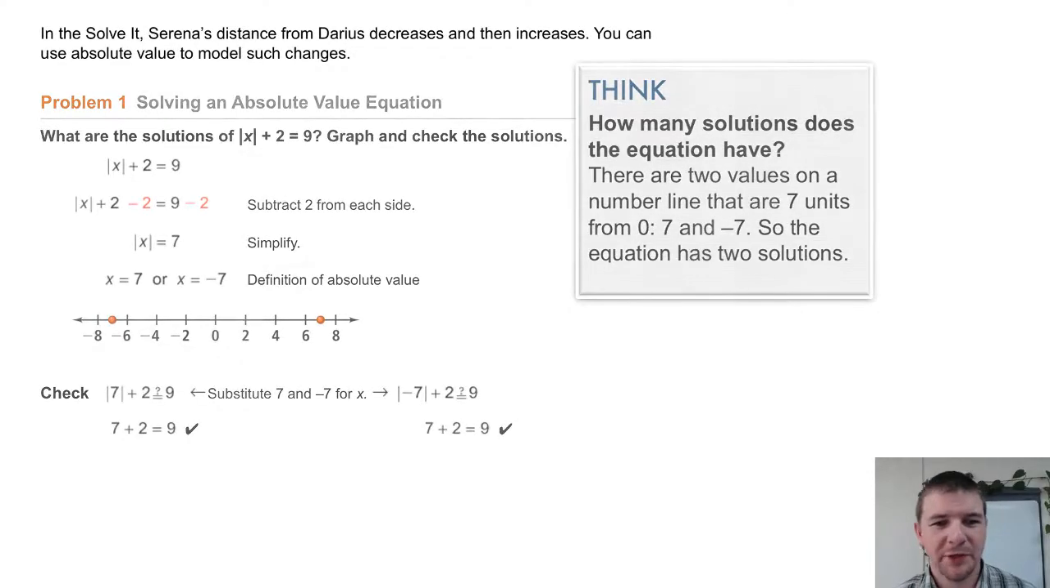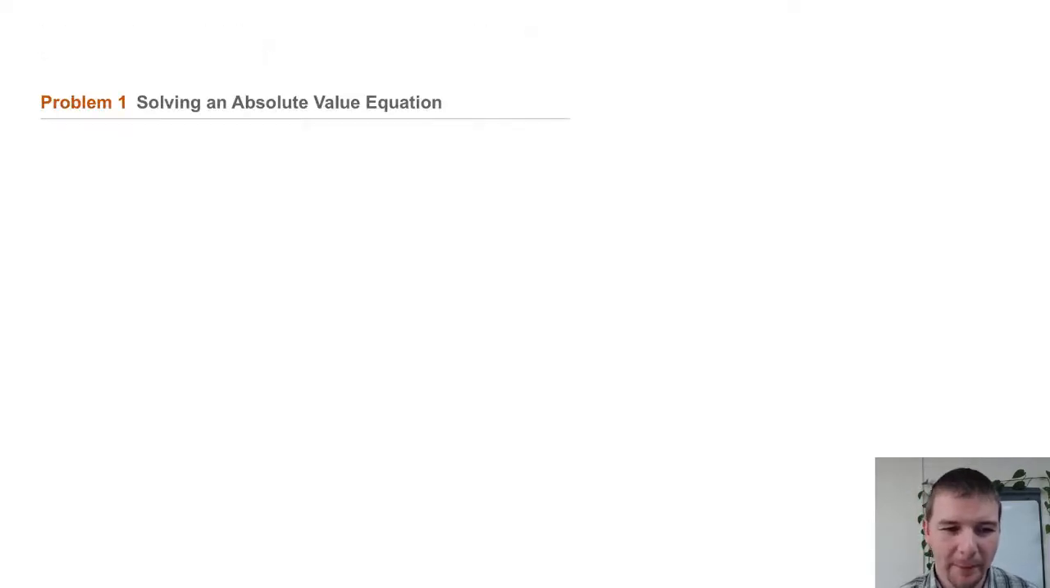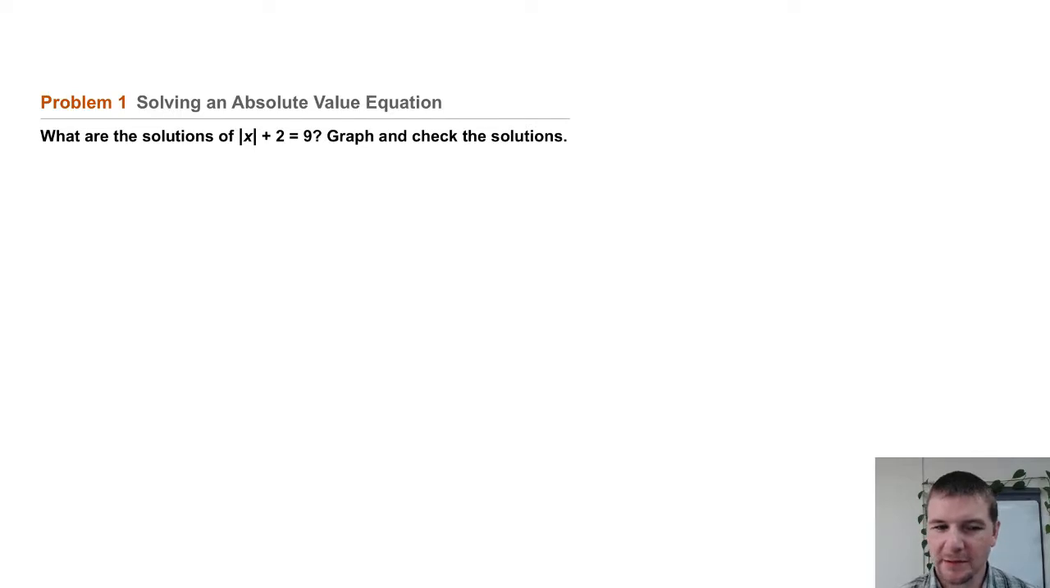In the solvent, Serena's distance from Darius decreases and then increases. You can use absolute value to model such changes. And that brings us to problem 1, solving an absolute value equation. What are the solutions of the absolute value of x plus 2 equals 9?